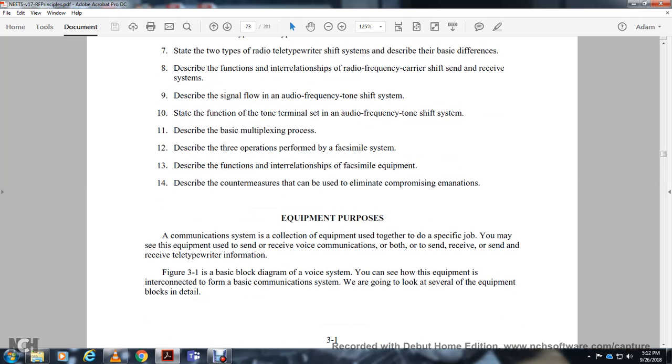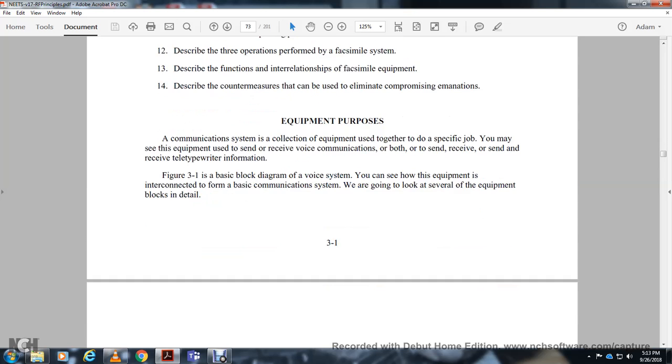Equipment purpose of the communication system: a collection of equipment that you use to do a specific job, which may be to receive or to send. Voice communication covers both the sound of the transmitter and the sound of the receiver, as well as teletypewriter information. Figure 3-1 is a basic block diagram of a voice system, and you can see how this equipment is interconnected to form the basic communication system. We're going to look at several of the equipment blocks in detail.